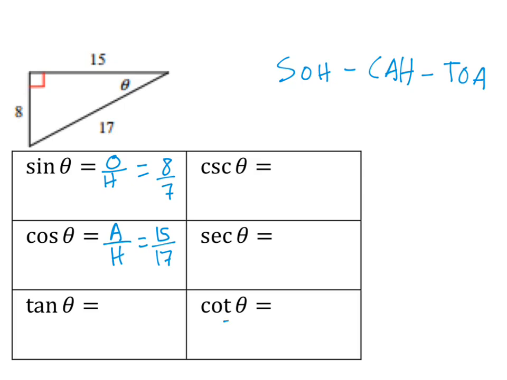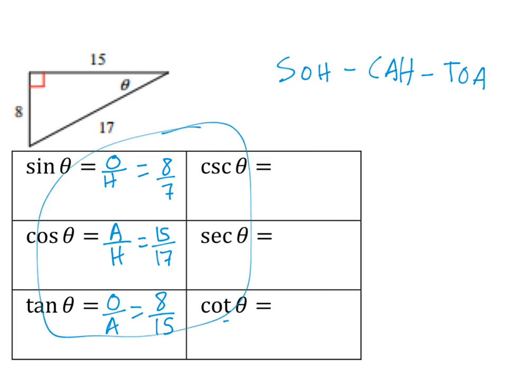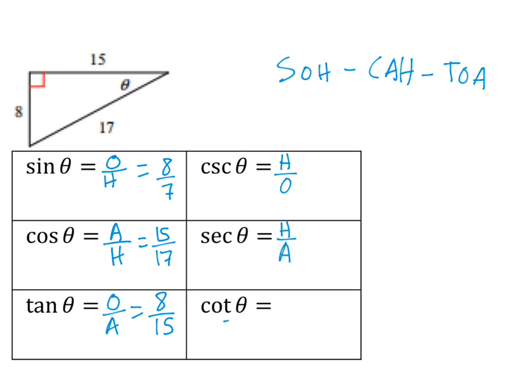Tangent of any angle is opposite over adjacent. So we do the opposite side, 8, over adjacent, which is 15. So we got 8/15. These other ones over here are the reciprocals of these ones. So this would be hypotenuse over opposite. This would be hypotenuse over adjacent. And then this one's going to be adjacent over opposite.